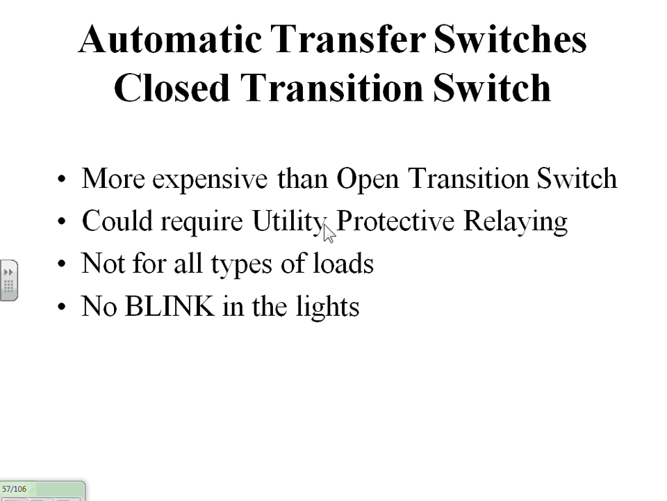Each utility is different. They have their own set of interconnection requirements. If you want to be on our grid, this is what you got to do. That kind of thing. This type of switch is not for all types of loads. A very good load that this is for is modern lighting, discharge lighting for warehouses and stuff, that kind of thing. It works pretty cool because there's no blink in the lights and you don't have a restrike time to deal with for that lighting. So that's a real good application. There's no blink in the lights because we're closing both sources together for just a second.